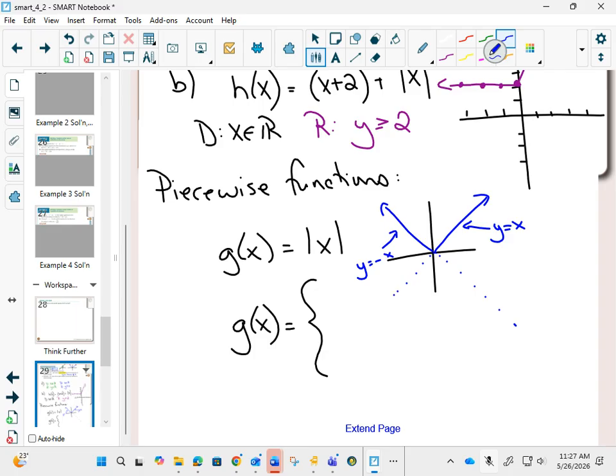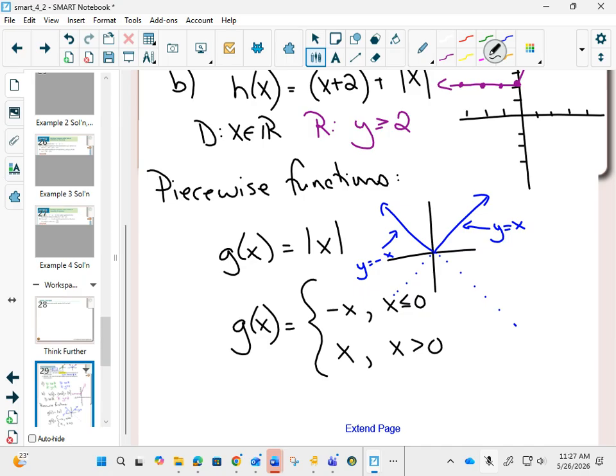So the way that we write a piecewise function is we say, okay, there's two different parts. One part is minus x. And then we put a comma and say we only use that part if x is less than or equal to 0. Can we see that negative x graph we only use when the x values were less than or equal to 0. And we use the other piece when x is bigger than 0.